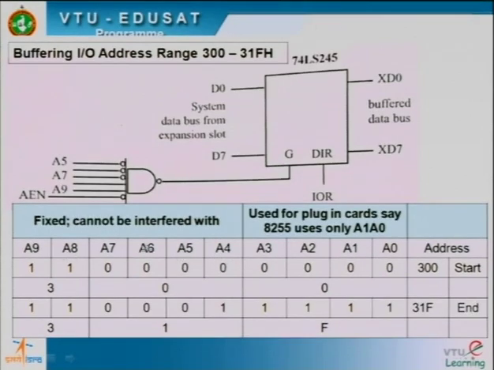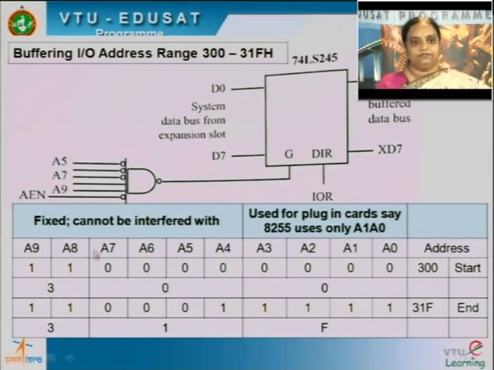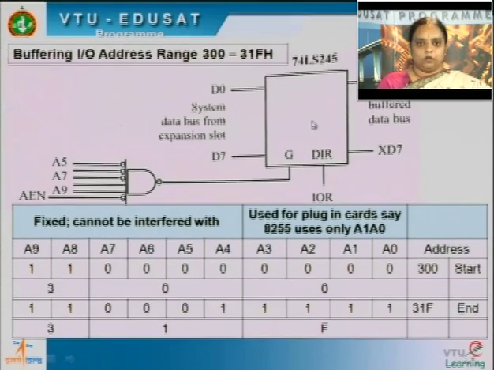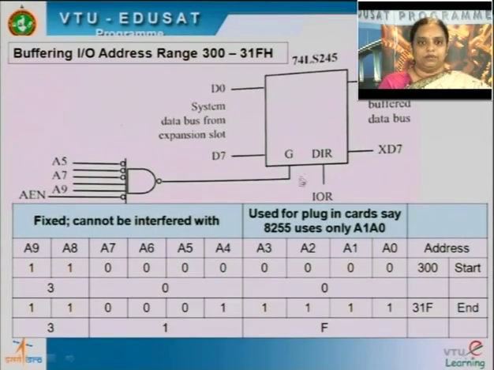The rest of them, A5 to A9, which are fixed, are given directly to the address decoder, and that will go to the enable of the latch. So only for this range, that is 300 to 31F, even if A0 to A4 change, the device that is connected here will be enabled. Apart from this range, this latch will not be enabled, and you have protection.